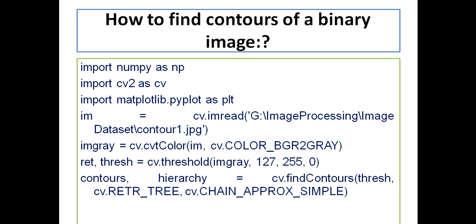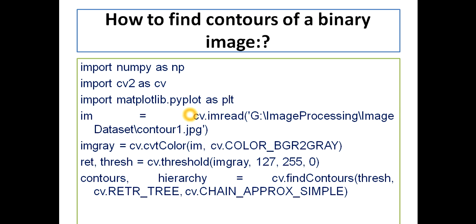These are the codes to find contours of a binary image. You can take a screenshot. Import numpy as np, import cv2 as cv. Import numpy, you know why we are using numpy. Obviously we are going to deal with some matrices. Then import cv2, of course we are using OpenCV. Now import matplotlib.pyplot as plt. You may or may not insert this one. If you want to plot, then you can insert it, or otherwise you can just skip this line.